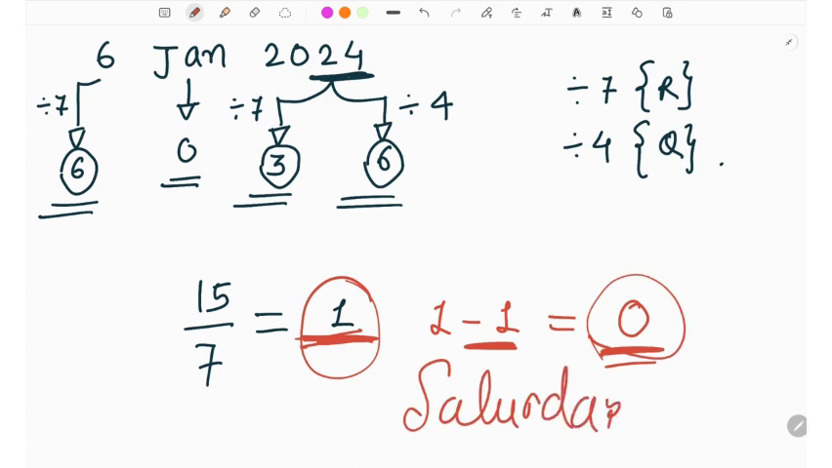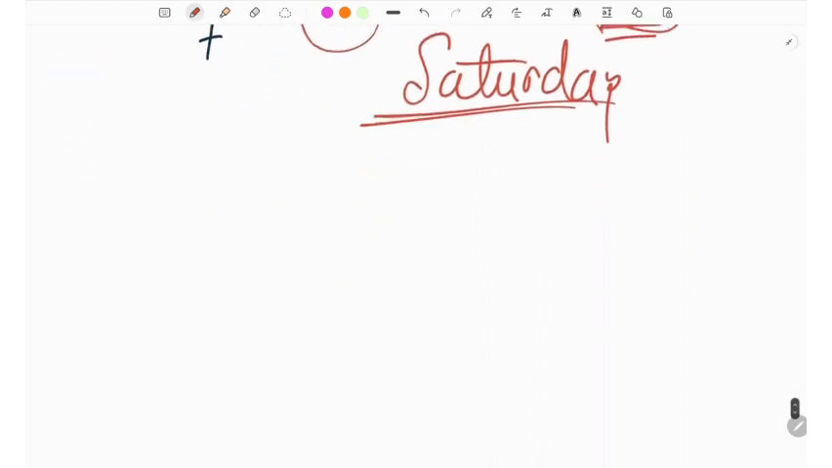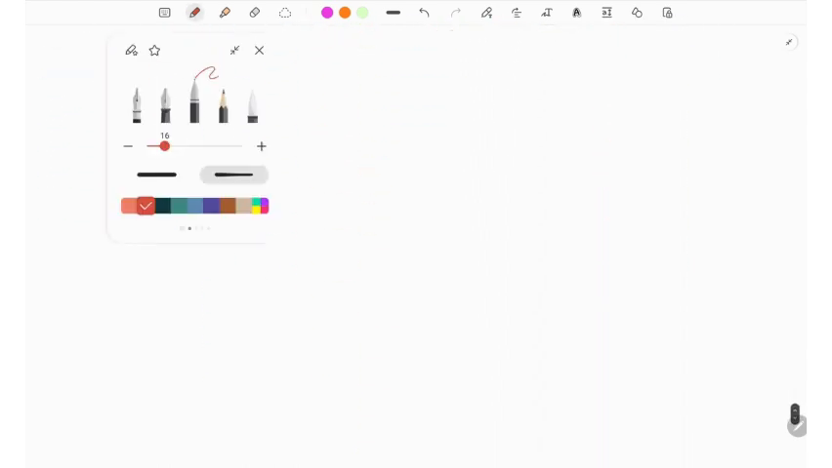The code for 0 is Saturday. So Saturday is your answer. One more question and then you're done with this exceptional case. So, if on 13th of October 2025, okay, on this particular date, what was the day?